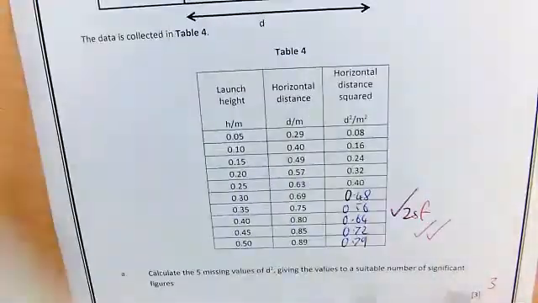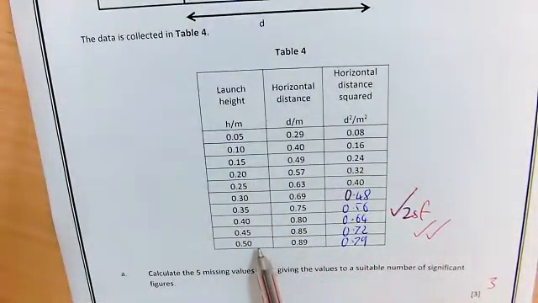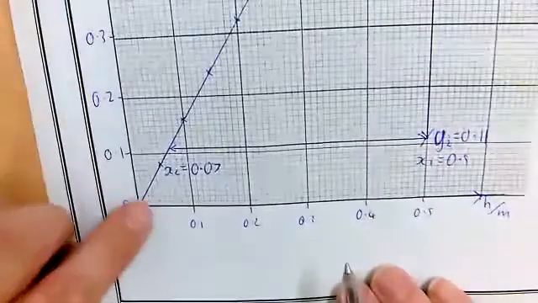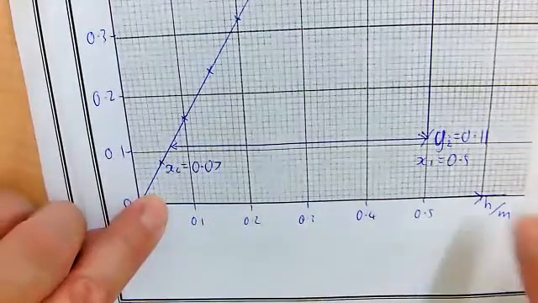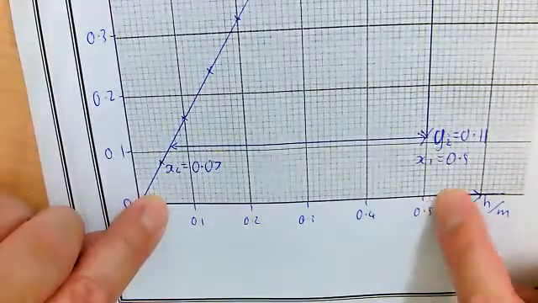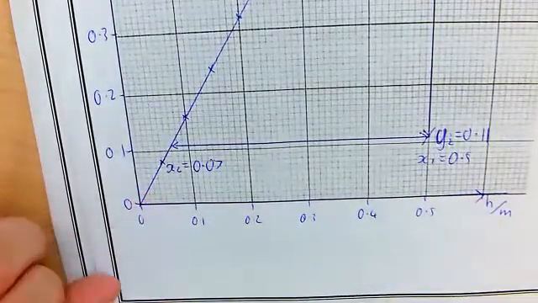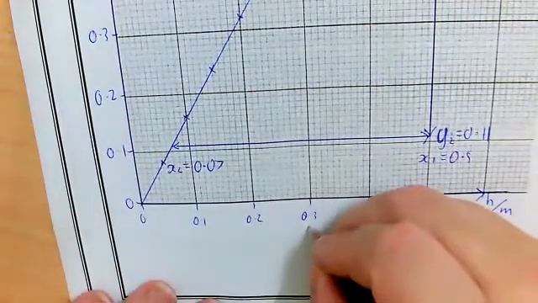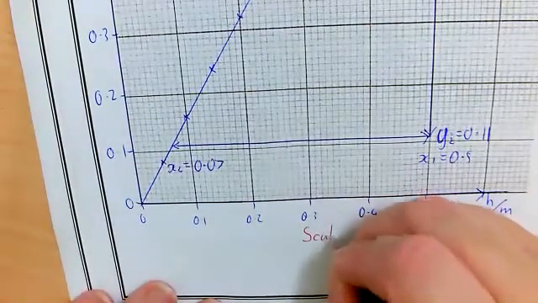So that my highest value is going to be 0.5. My lowest is 0.05. So my lowest value is going to be here. My highest value is going to be here. So I'm not wasting much of my graph paper. So you would get 1 mark for the scale.